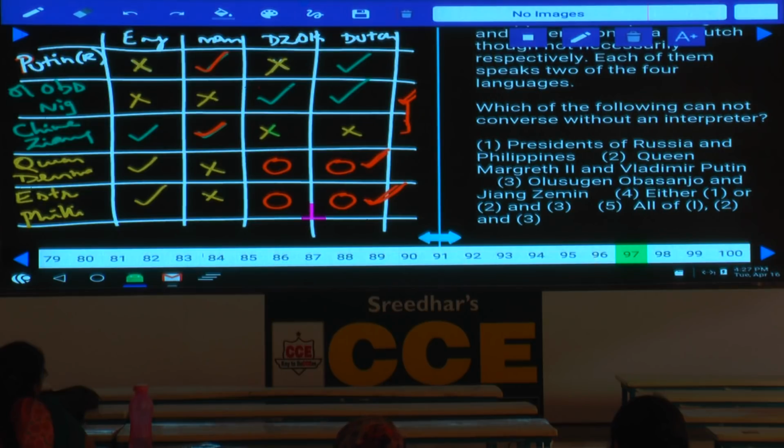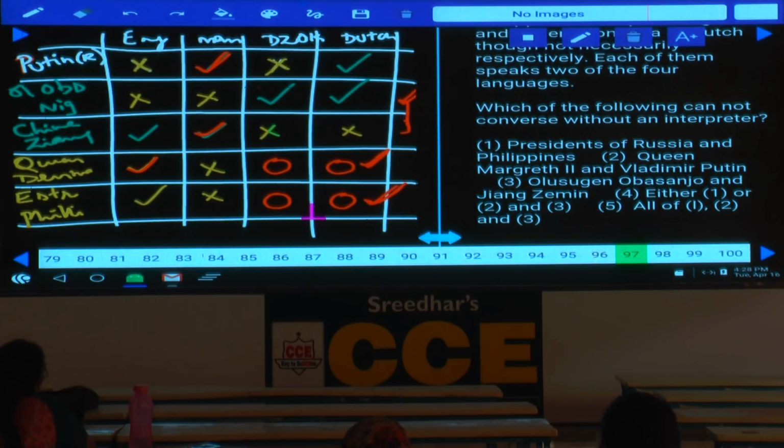Then next, which of the following cannot converse without an interpreter? Next one, Queen Margaret II and Vladimir Putin. Now Putin and this one: this person speaks English, whereas Putin cannot, and Putin speaks Mandarin, this queen cannot, but here we do not have any information whether this queen can speak Dutch or not. If this person speaks Dutch, then these two persons do not require any interpreter, isn't it? Hence these two persons may or may not require an interpreter.